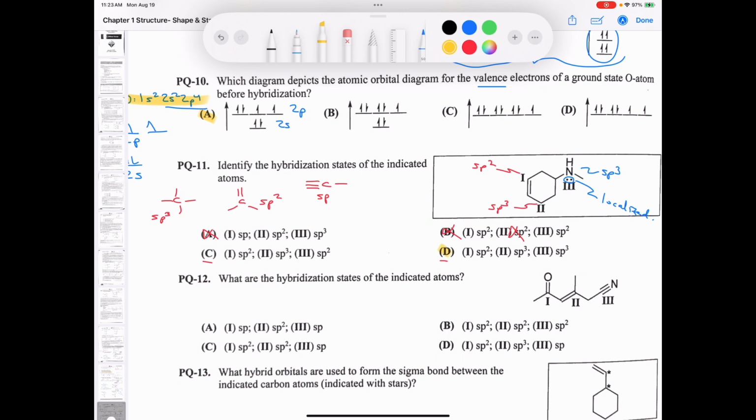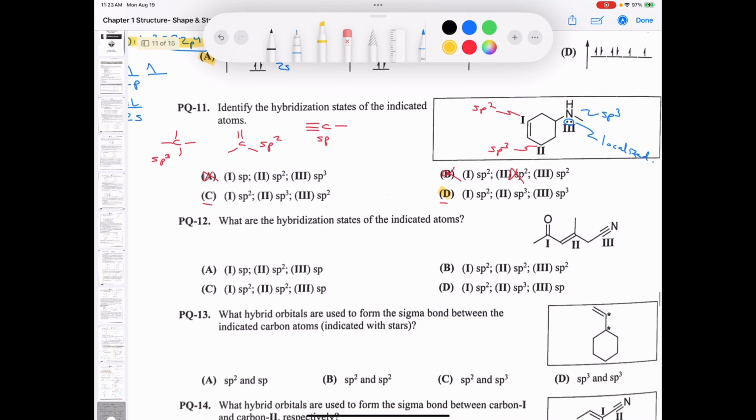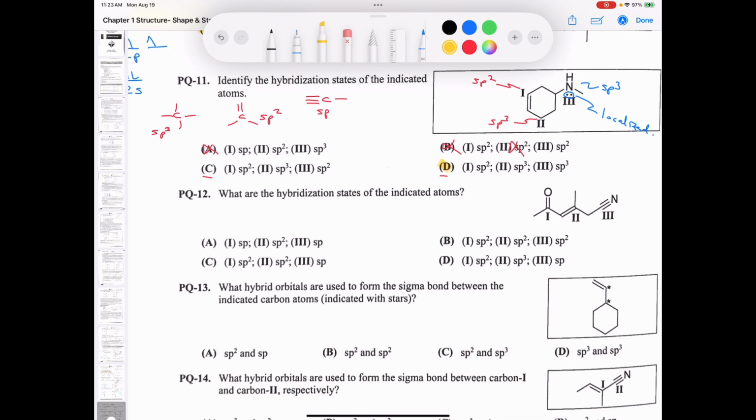Question number 12. In a similar vein to number 11, it just says, what are the hybridization states? Carbon number 1 has a double and 2 single bonds, so it's sp2. Carbon number 2, a double and 2 singles, it's sp2. And then this one here has a triple and a single, and this is sp. So sp2, sp2, and sp. And so the answer for that one would be C.